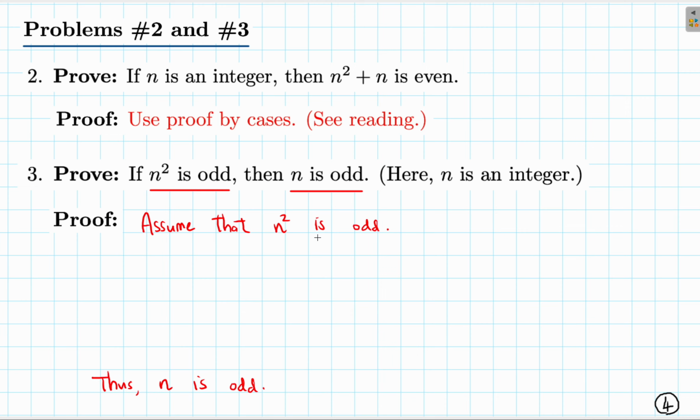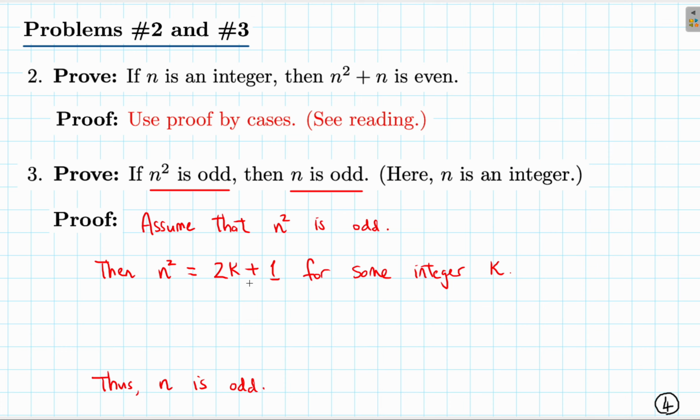Well, we're assuming n squared is odd. So we can write down what n squared looks like. So we can say then, recalling our definition of an odd integer is 2k plus 1, we can say n squared is equal to 2k plus 1 for some integer k. So far, so good. Now, what's our next step?